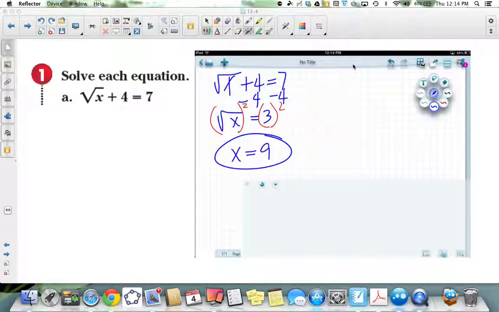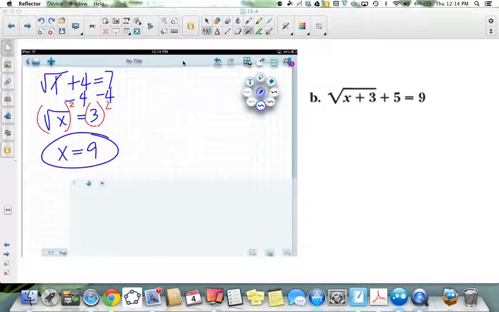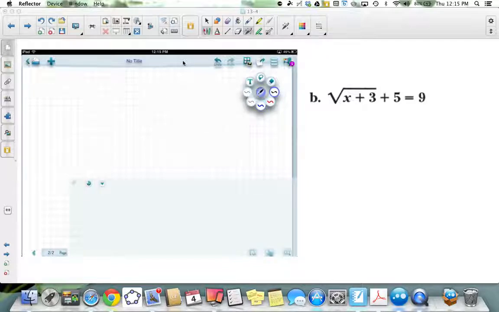Okay? The next example is radical x plus 3, plus 5 equals 9. And be very careful not to put 5 under the radical sign or to put 3 outside the radical sign, because it's going to change the entire equation.